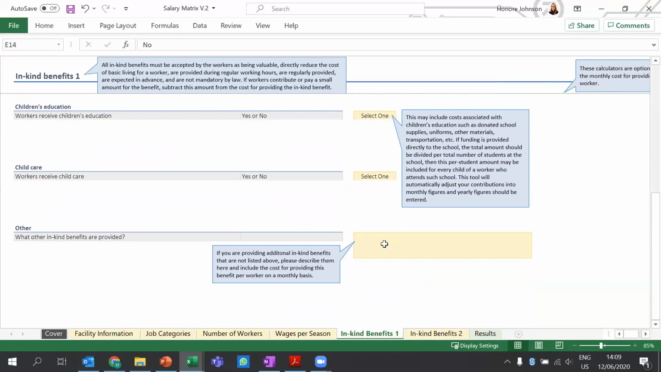It is also important to notice there is an extra box listed here where you may provide other details about other in-kind benefits that are provided. Feel free to include any and all in-kind benefits that are not listed above. When we're done, we can move to the In-Kind Benefits 2 tab.